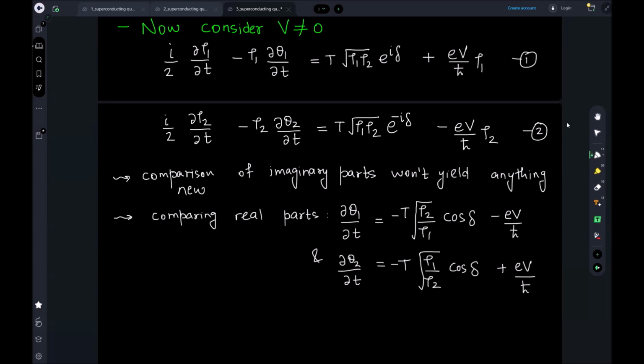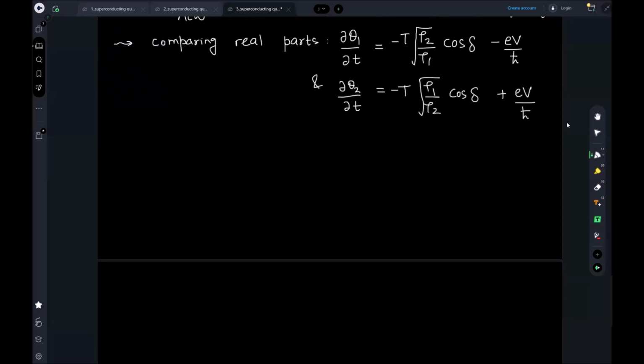Now I'm going to assume what we also assumed in the previous video, and that is both the densities, that is rho1 and rho2, are equal. So I'm going to assume rho1 equal to rho2. And if we now subtract the top equation from the bottom equation, what we are going to get is the time derivative of the phase difference that will equal 2 EV over h bar.